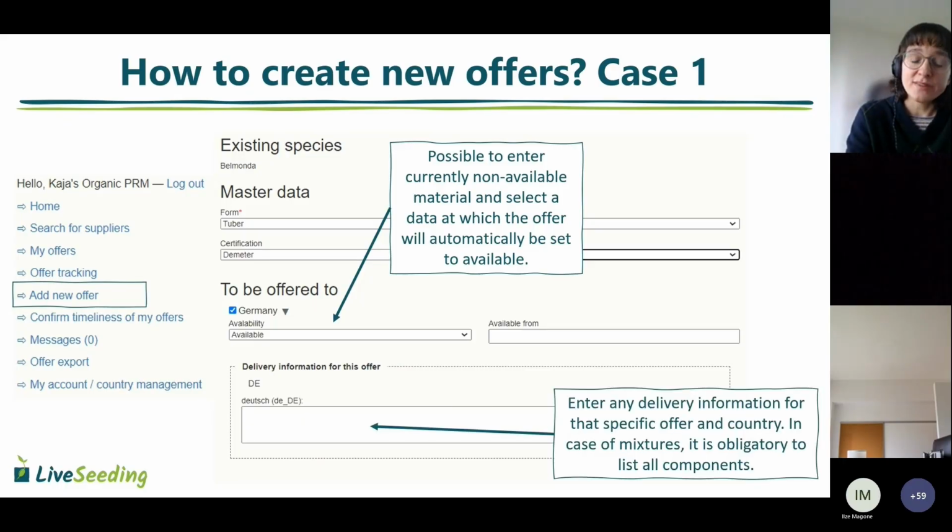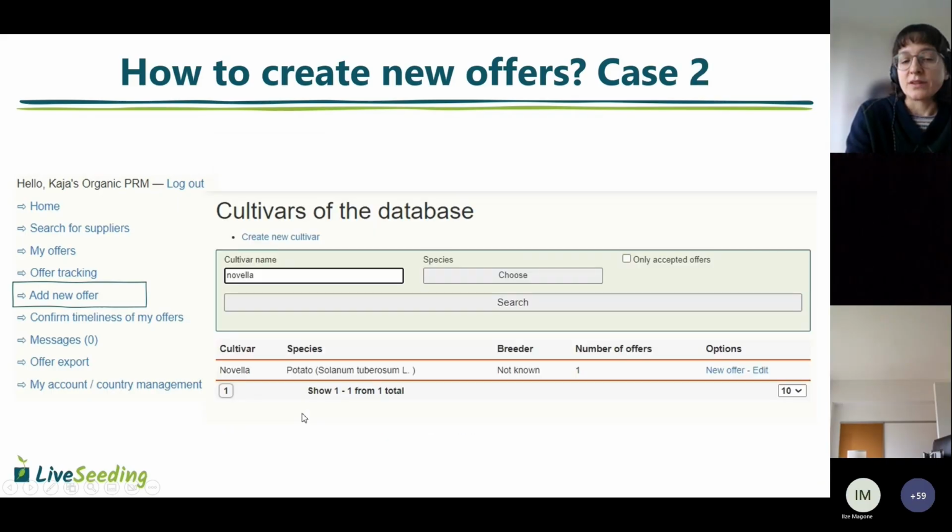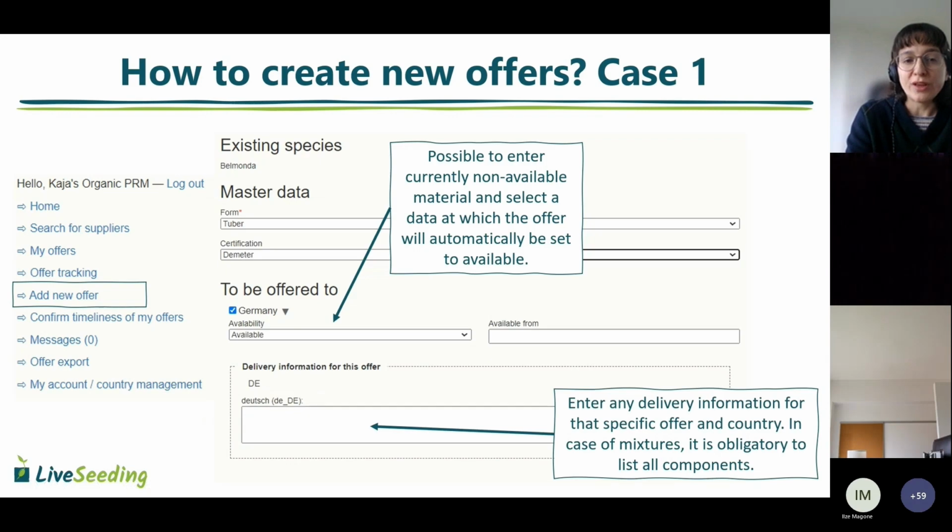And for mixtures, it is mandatory to indicate here the components in this mixture. Yes, and then you save this, and the authority will be informed that there's a new offer. And once the authority has accepted the offer, it will appear in Organic Exceeds, or it can be downloaded to appear in other national databases.